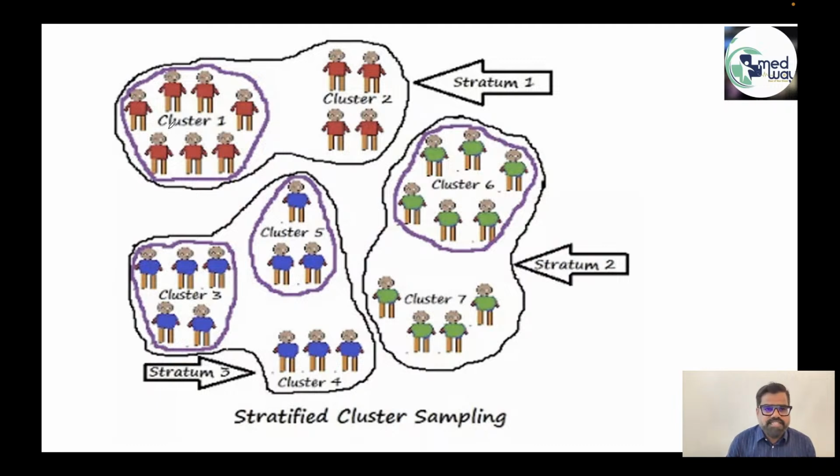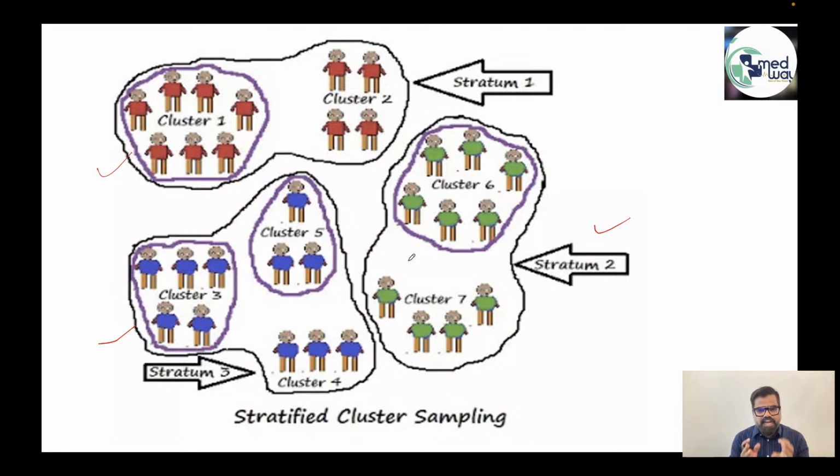The first, you can see you have red color people, you have green color people, you have blue color people. So what I did, first I did stratified sampling. I put all the red people in one strata, the green one in other strata, strata 2, and the blue one in strata 3. You can see here strata 1, strata 2, strata 3. So stratification done.